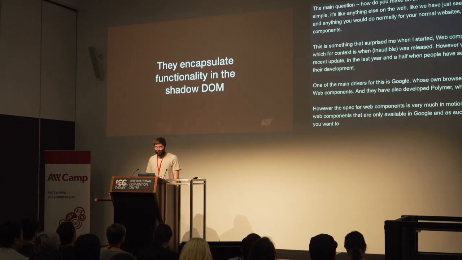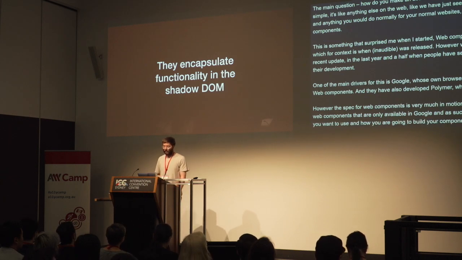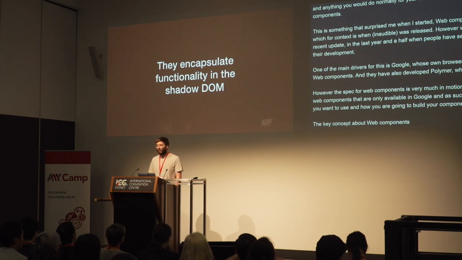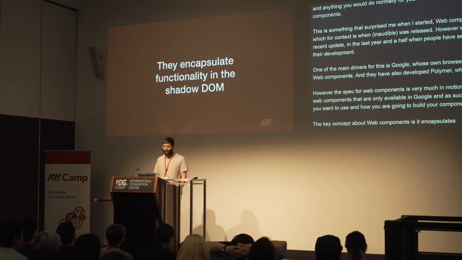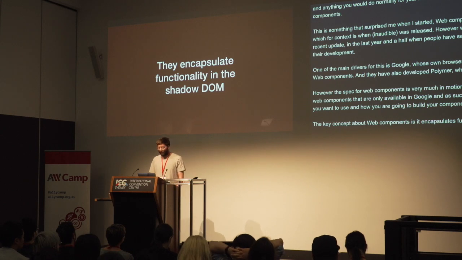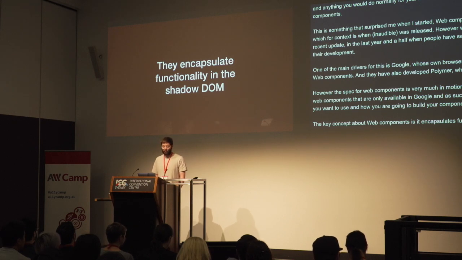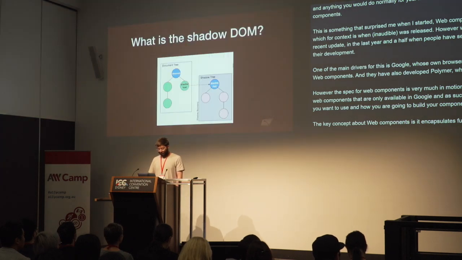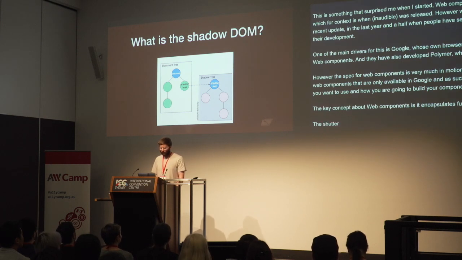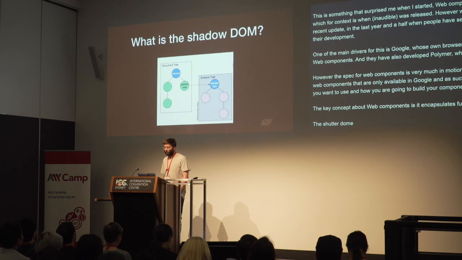But the key concept about web components is that it encapsulates functionality in the Shadow DOM. Similar to how an iframe allows you to encapsulate a different document tree, a web component allows you to encapsulate a separate, new part of your regular document elements in the Shadow DOM. So the Shadow DOM has a hidden tree as part of your regular document tree. It's scoped to the shadow root, and that's the root node.